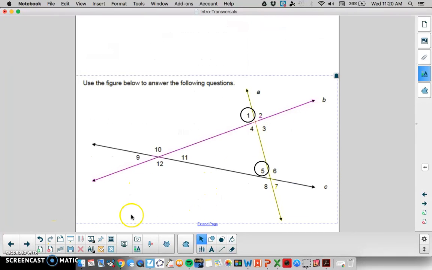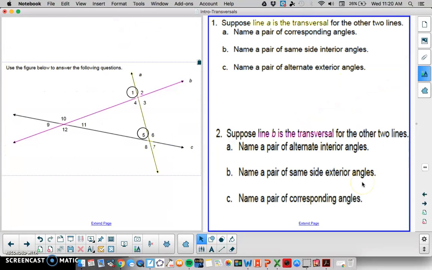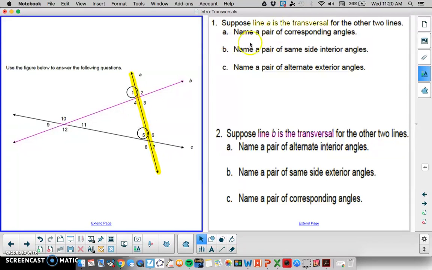All right, we're going to use this figure to answer some questions. Suppose line A is the transversal for the other two lines. Name a pair of corresponding angles. Well, you could have angles 1 and 5, 2 and 6. Remember, corresponding means same position. You could also have 3 and 7. Those are in the same position. Or 4 and 8.